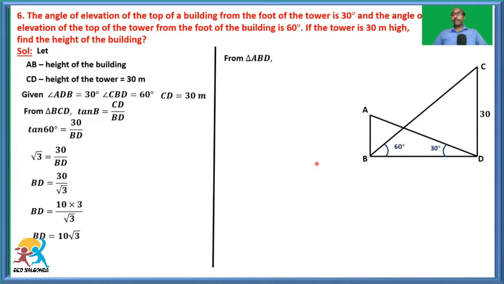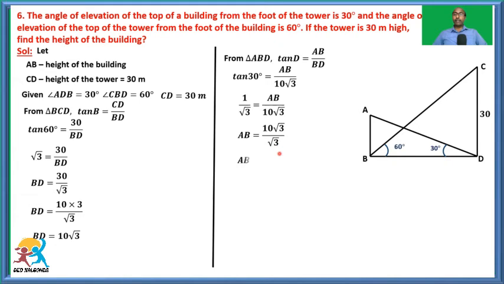Now take triangle ABD. From triangle ABD, tan D is equal to AB by BD, opposite by adjacent. That is tan 30 is equal to AB by BD. We know that BD is equal to 10 root 3. Now 1 by root 3 equal to AB by 10 root 3. So AB is equal to 10 root 3 by 3, which is equal to 10. So therefore the height of the building is 10 meters. Okay. Now let us see the next problem.